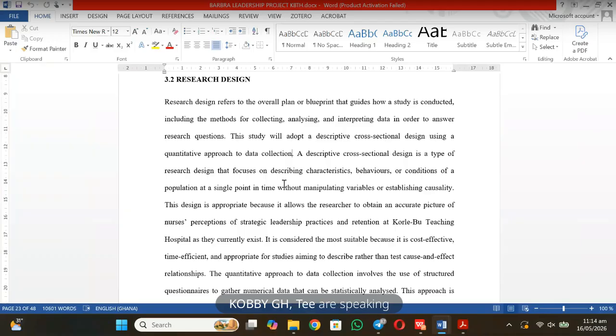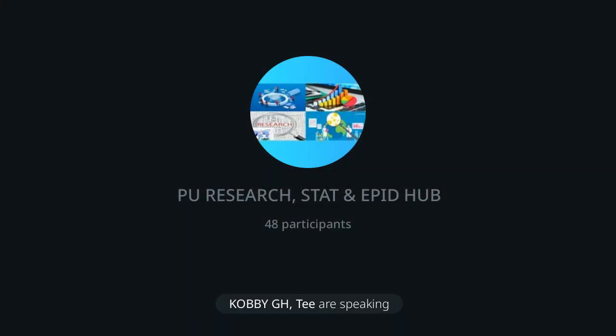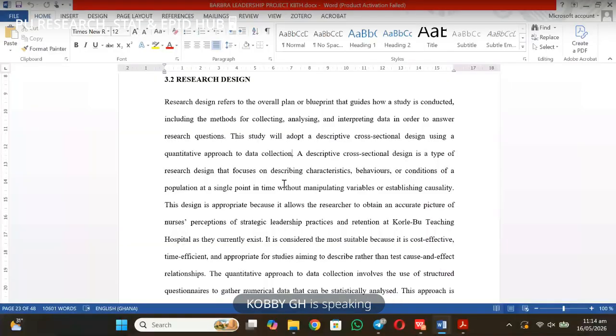But commonly at your level, most students use the descriptive cross-sectional or the descriptive or exploratory. It's just a few students that I know are doing retrospective. But the majority of the students use the descriptive cross-sectional using quantitative approach. Majority of the students using exploratory research design use a qualitative approach to data collection.